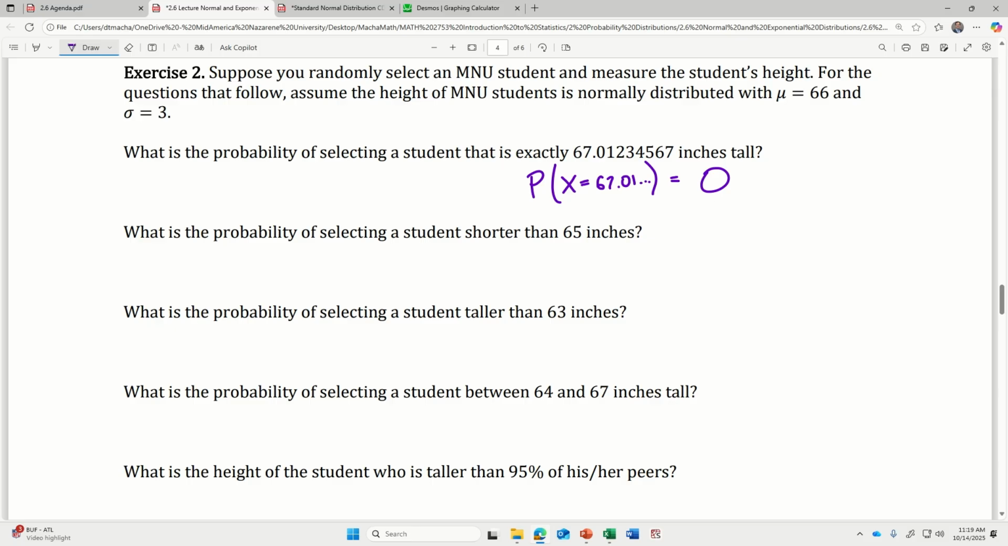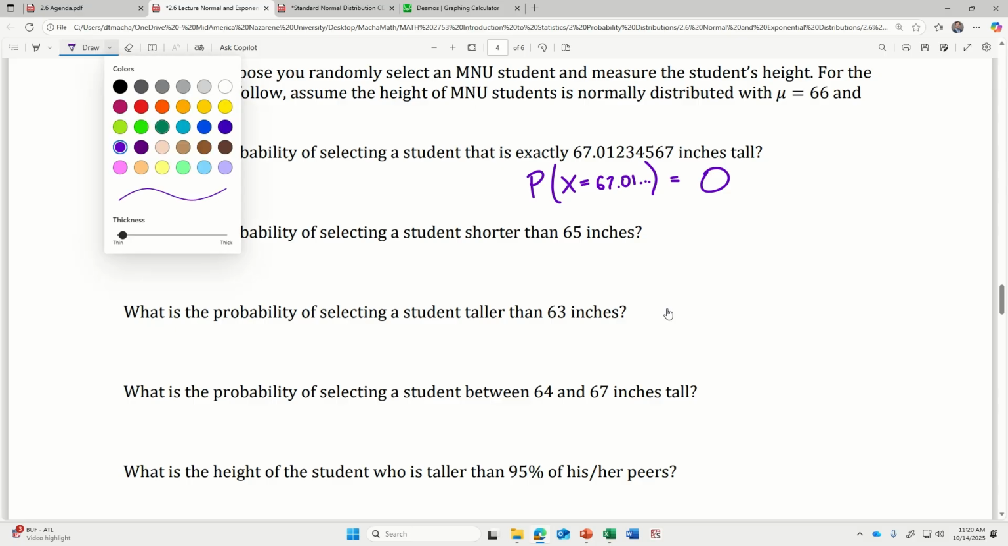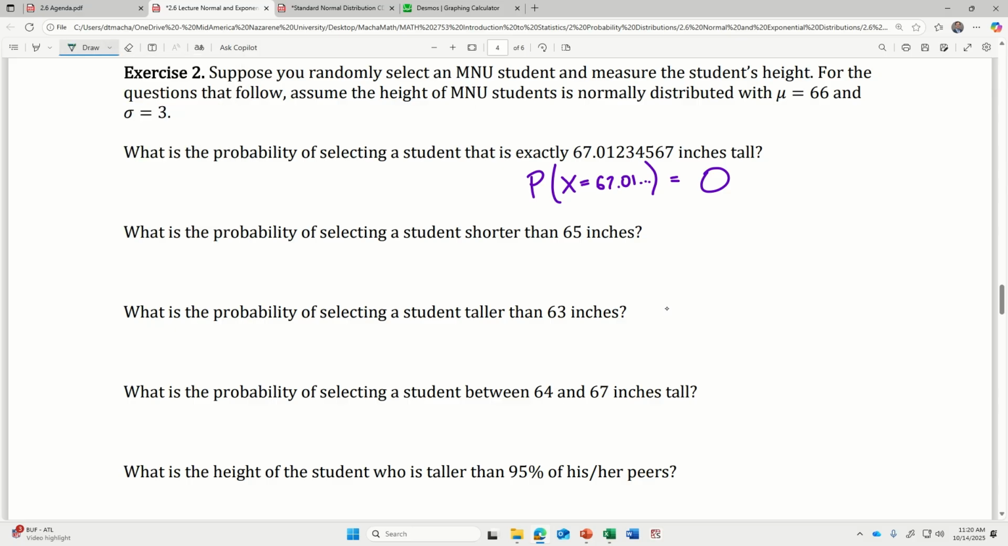When you have a continuous random variable, there are no probabilities for exact outcomes. The probabilities only appear when you take a range of possible outcomes. Like, what's the probability of selecting a student that is shorter than 65 inches?